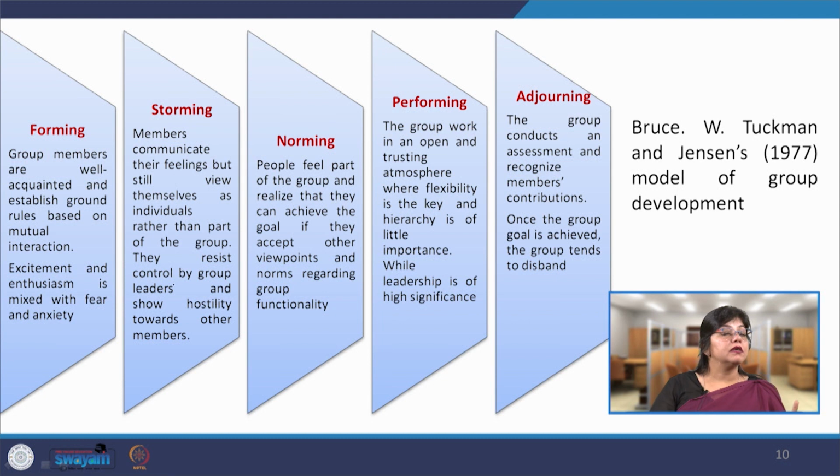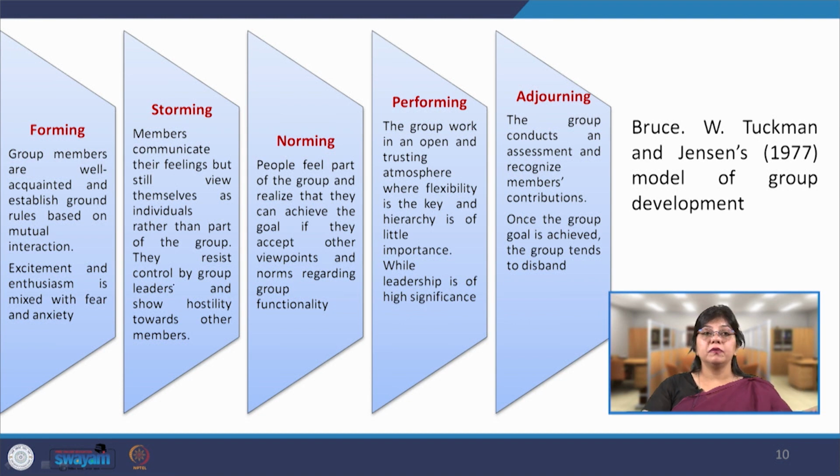If storming is the crucial point, and if at this stage the conflict is not resolved, then the group tends to disband at this stage only, it will not move further. But if the conflict has been resolved and it moves to the third level, that is norming, this is the most important stage of group development, where members tend to affiliate with each other and the group goal, and at the same time they accept the norms of how the group will function.